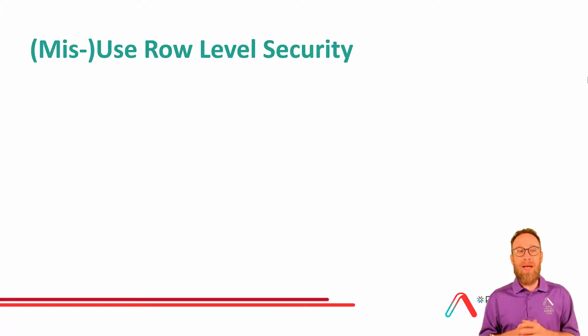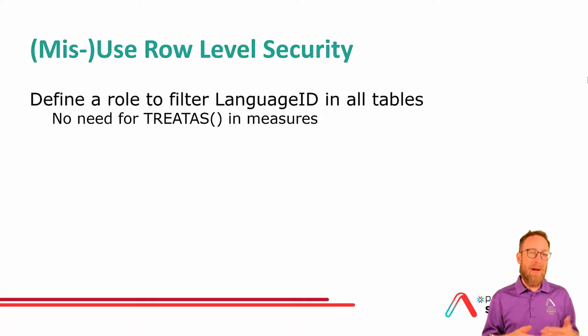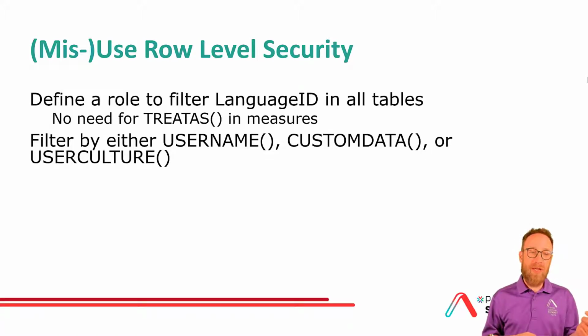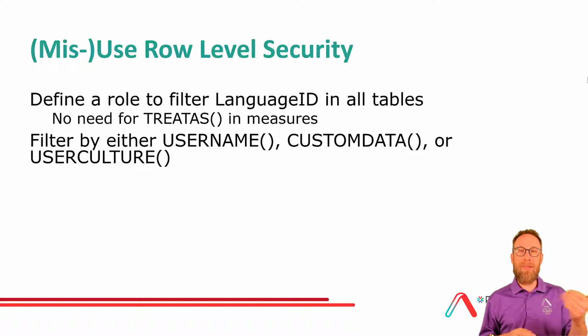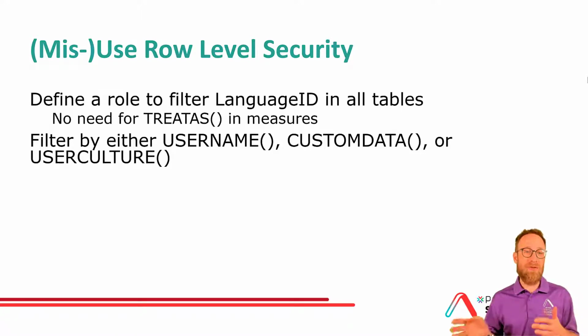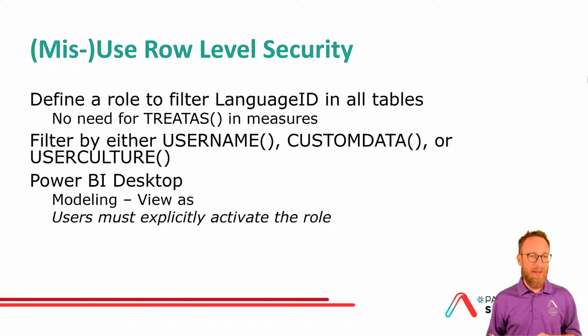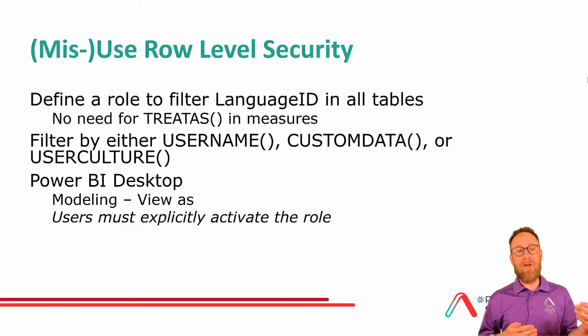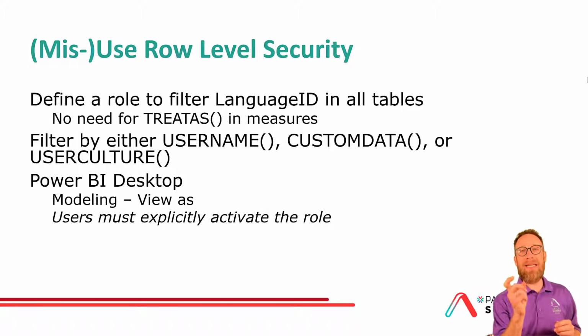They are just there. And what I thought about was, what if I came up with a role to filter the language ID of all the tables containing a language ID? Then I don't need the TREATAS. So either I use the username, or if you're using Power BI Embedded, then Embedded sends everything over custom data. Then custom data could contain the language, or a combination of a user and language and something else. Or you could use the USERCULTURE function, which shows, for example, de-AT, the language from the user. In Power BI Desktop, that means that if you start the report, you have to go to Modeling, View As, and then select the role containing the logic for the languages, and then pass in the language you want to see.